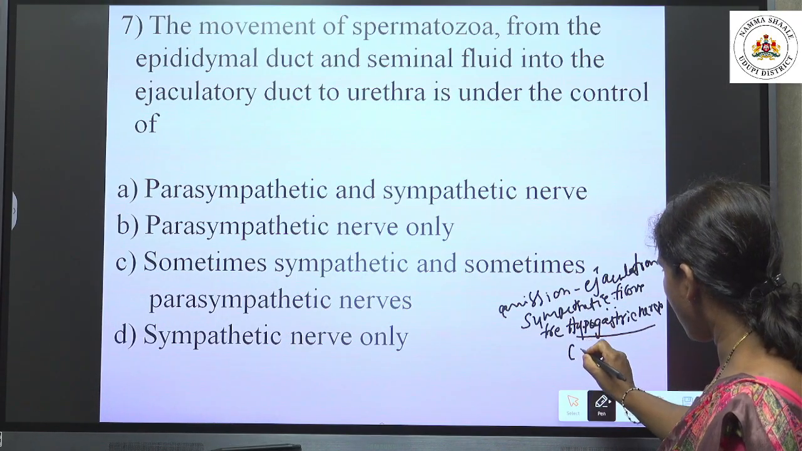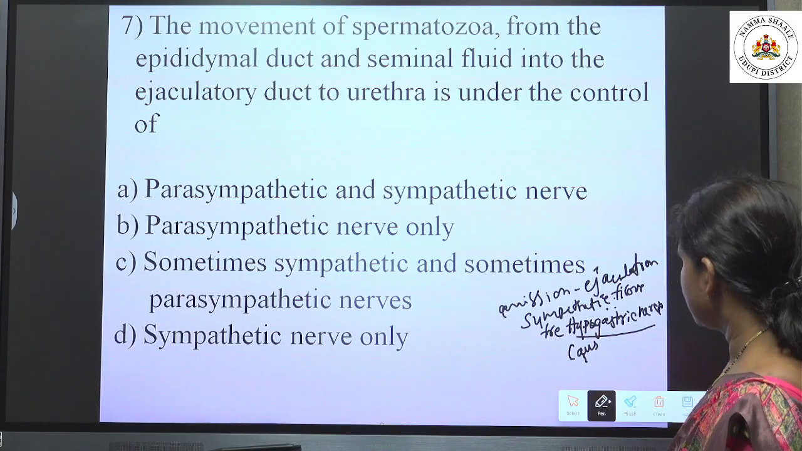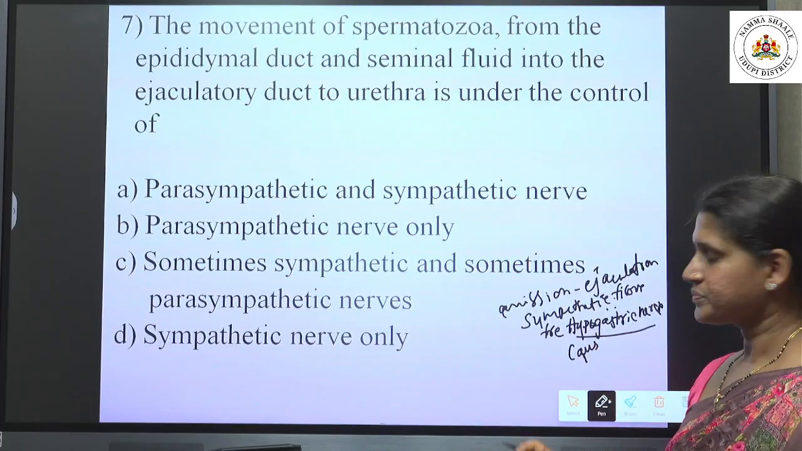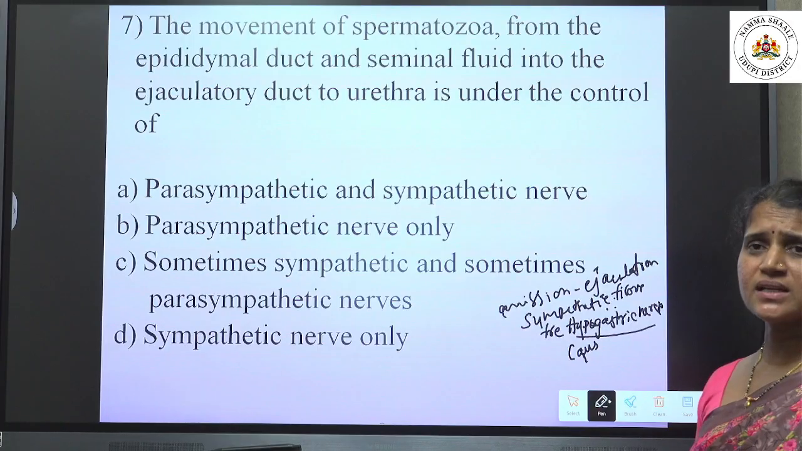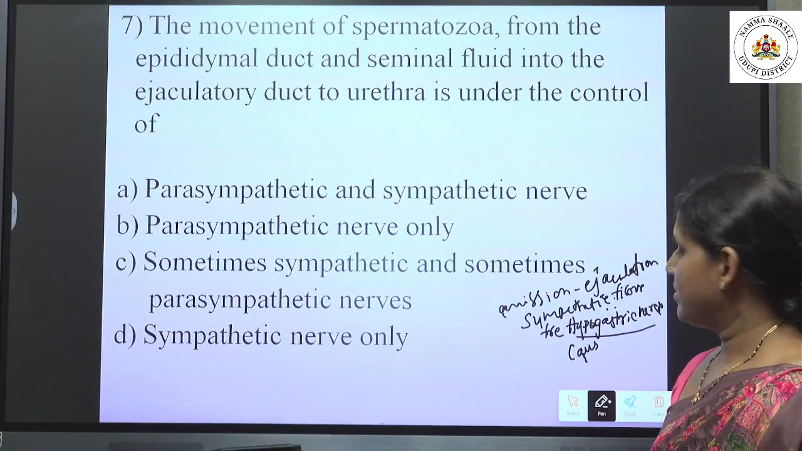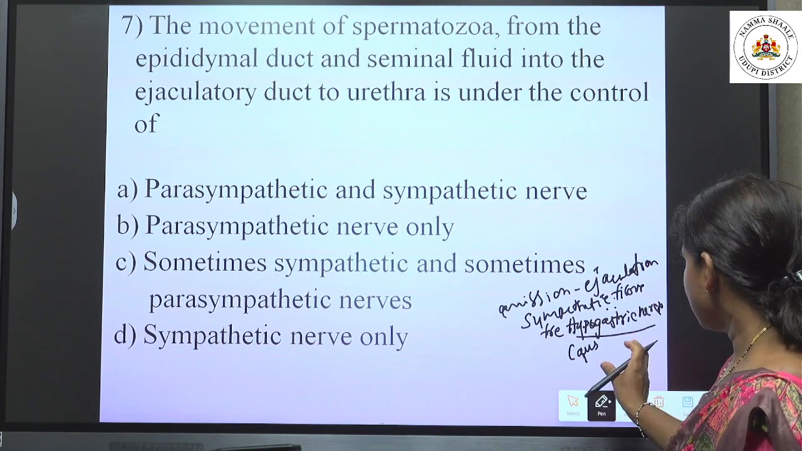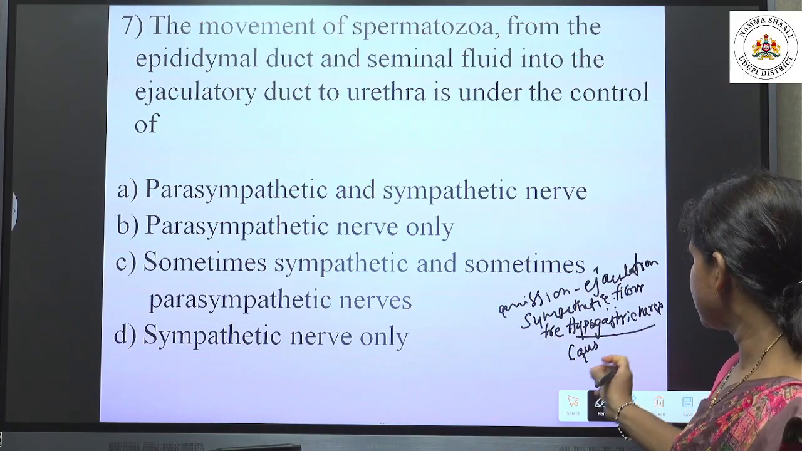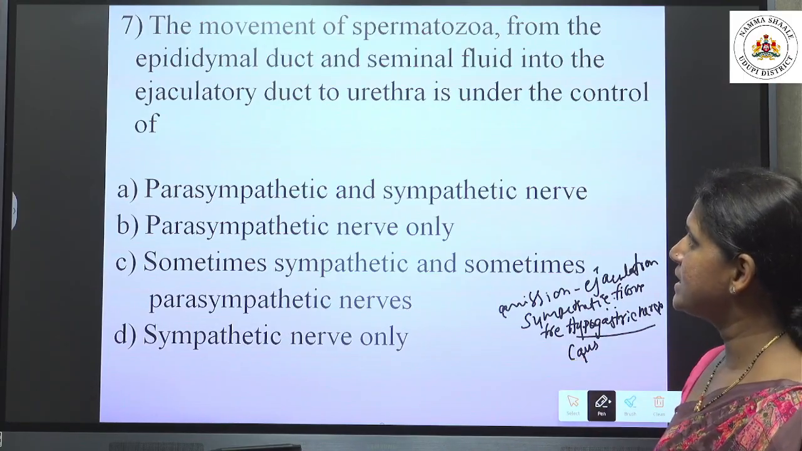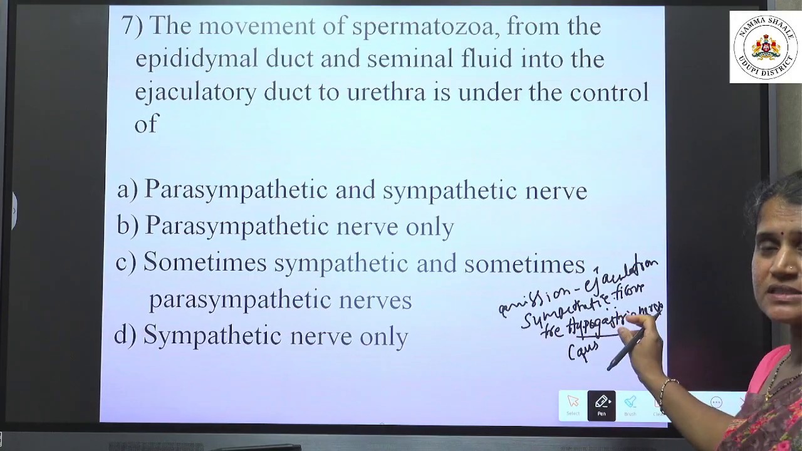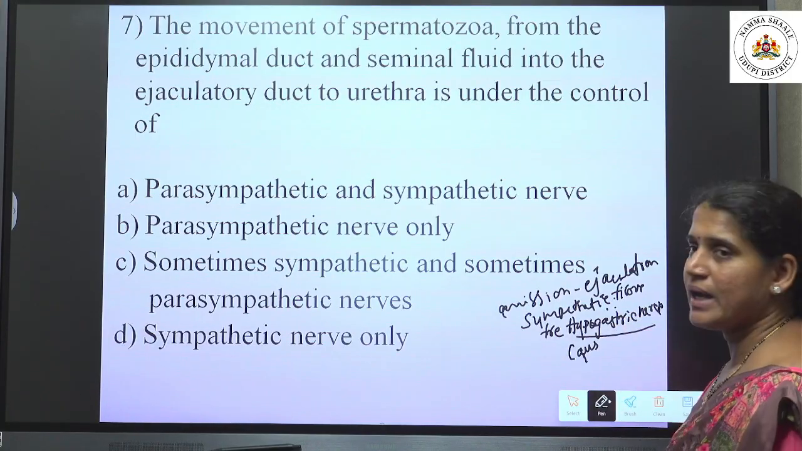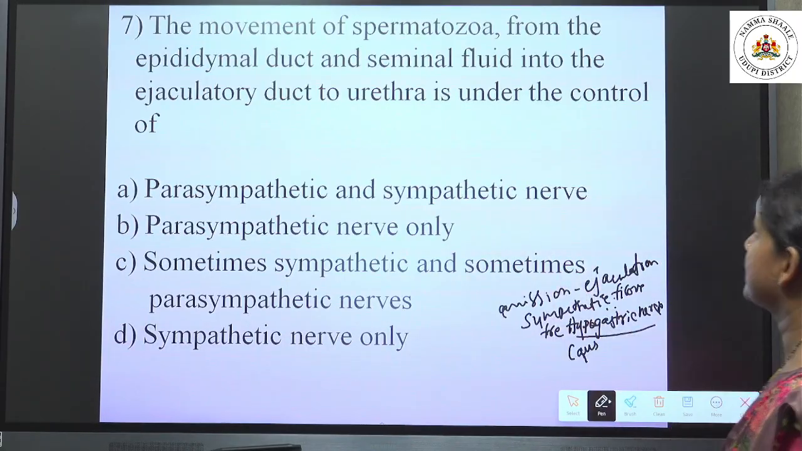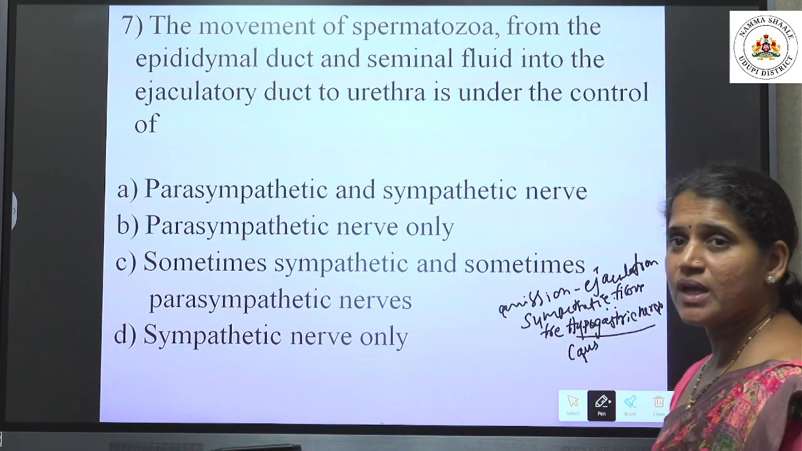It mainly causes the seminal vesicle and the prostate to contract. The seminal vesicle and the prostate are male accessory glands. So they contract, which mainly causes the expulsion of these spermatozoa into the posterior region of the urethra, the posterior part of the urethra.